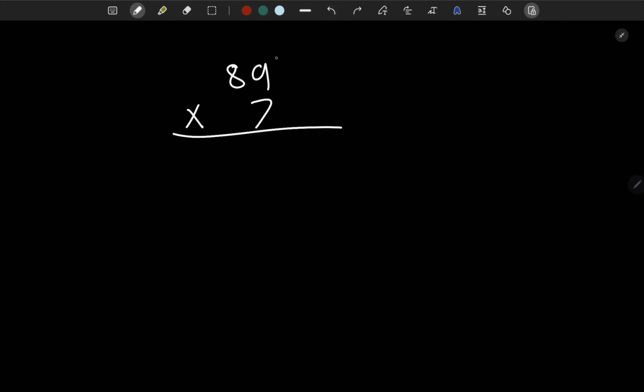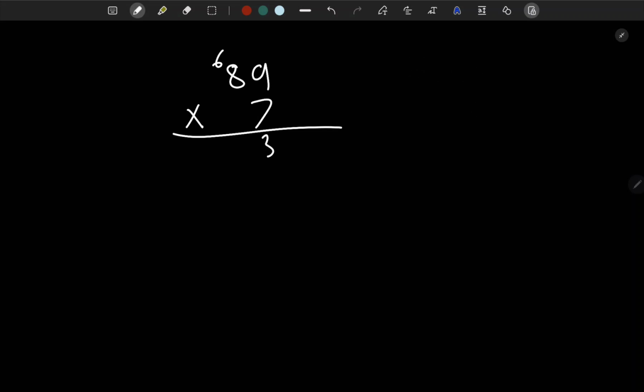So let's start by multiplying 9 times 7, which is 63. Now, if you don't know what is 9 times 7, you can always go back to the multiplication table for 7, which is 1 times 7 is 7, 2 times 7 is 14, and you keep doing this until you reach 9. Or there is a shortcut method for only 9.